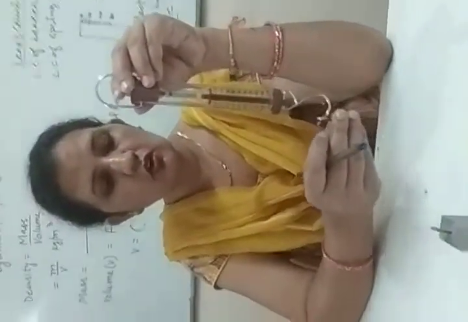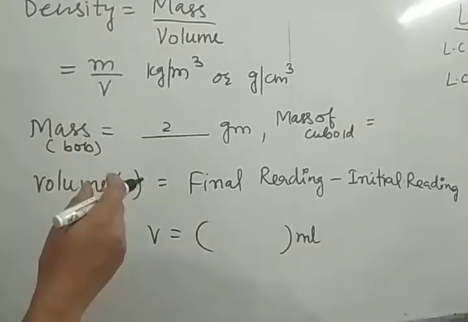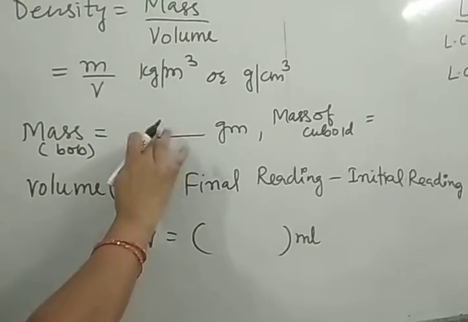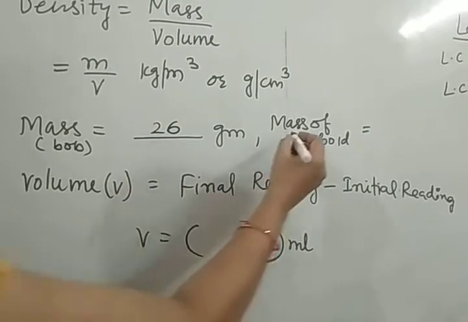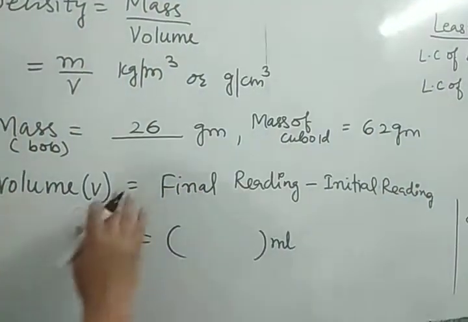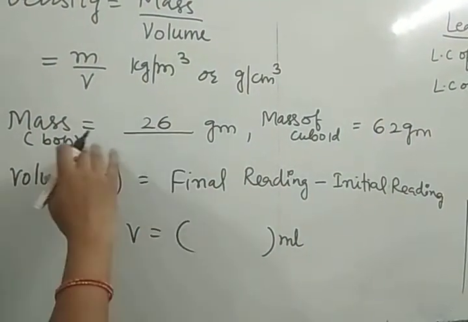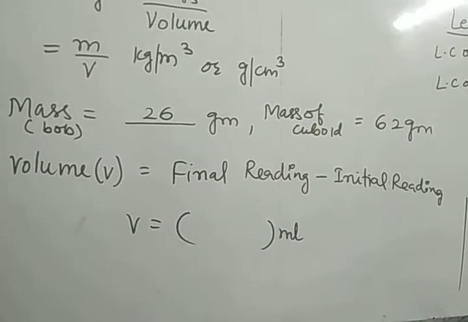Note down in your observations on the blackboard. I am writing these values here. Write the mass of the bob, that was 26 gram, and of the cuboid, that was 62 gram. Now find the volume for both, for the bob as well as for the cuboid. Let us find the volume.